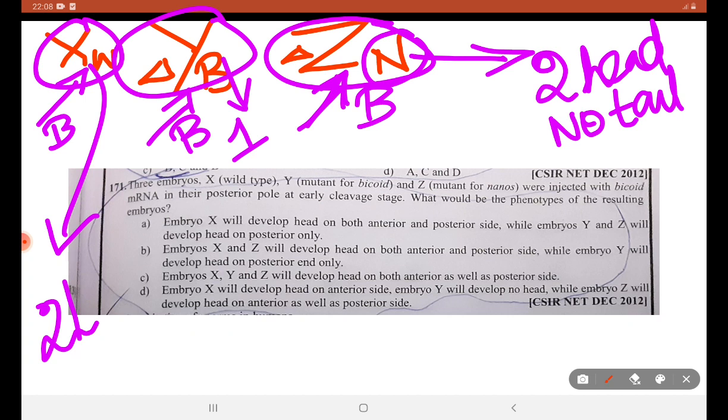Now we go and check the statements. Embryos of X and Z, these 2 cases, will form head on both anterior and posterior sides, while embryo Y will develop head only on the posterior side. B is the correct statement.